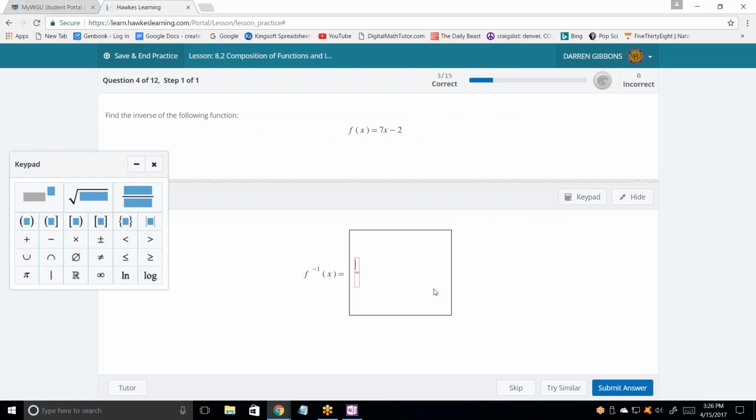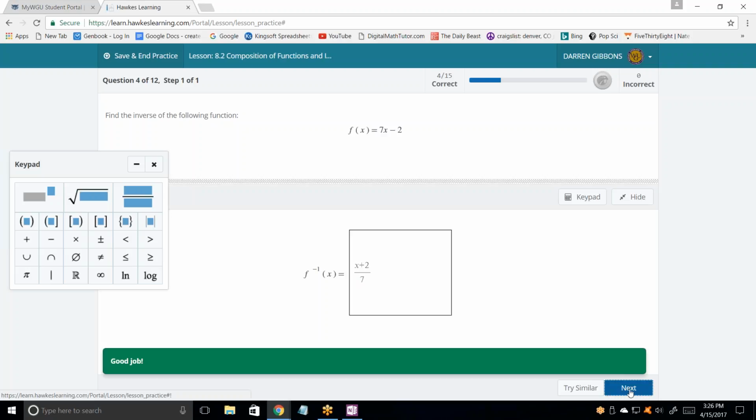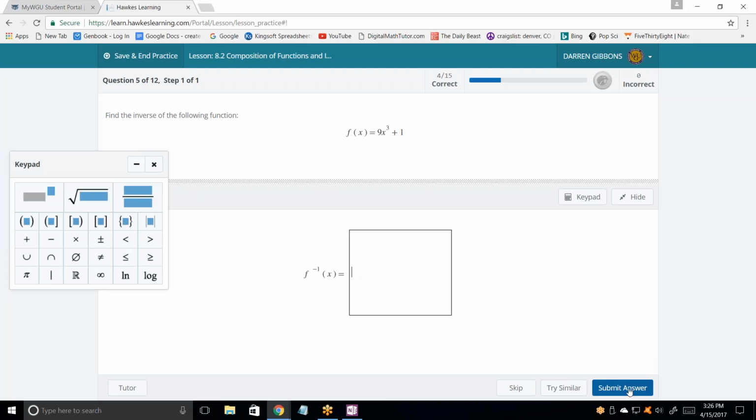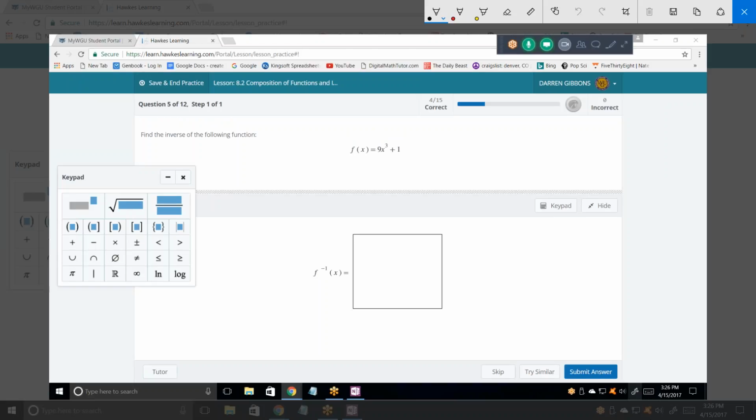I guess I should just leave that keypad up, especially since all of our answers are going to be fractions. Okay. Now, of course, when I leave the keypad up, it gets photographed, or when I take a screenshot, it gets the screenshot. So now I can write on that. So let's do this one.